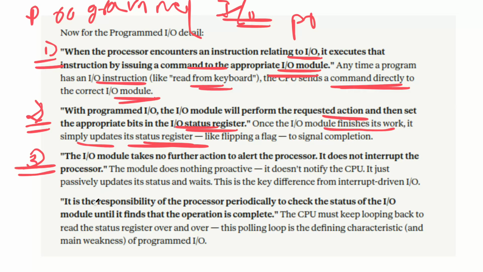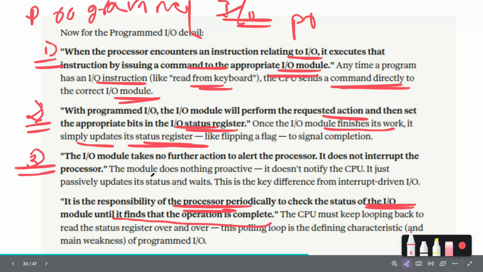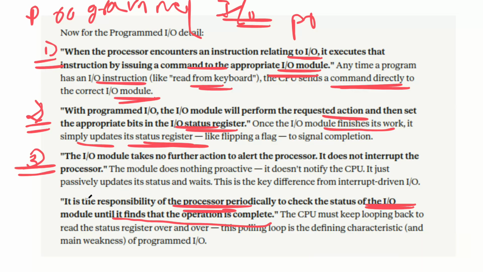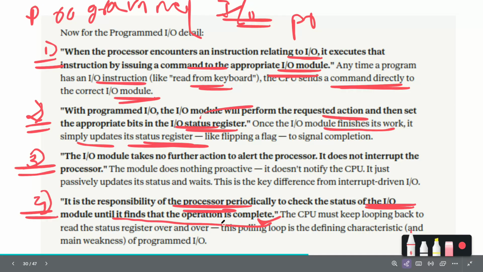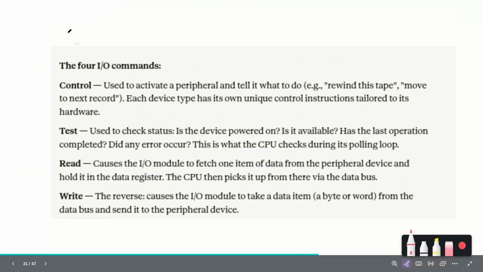So it is the responsibility of the processor to periodically check the status of this IO module until it finds the operation is completed. Until the process is completed, the processor has to periodically check the IO module to find what the status is. Until the IO status register shows completed, only then can it take the data which is there. So there is polling happening here, right? This is the main thing that is happening here.